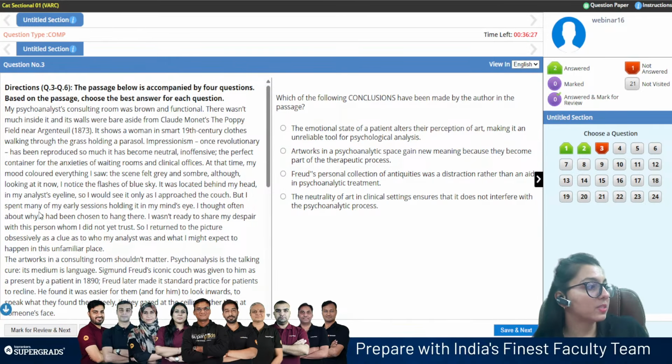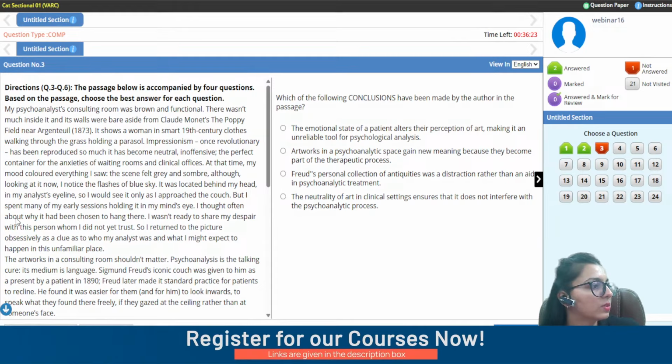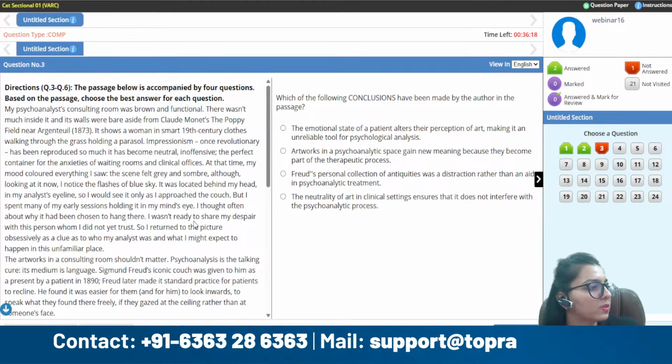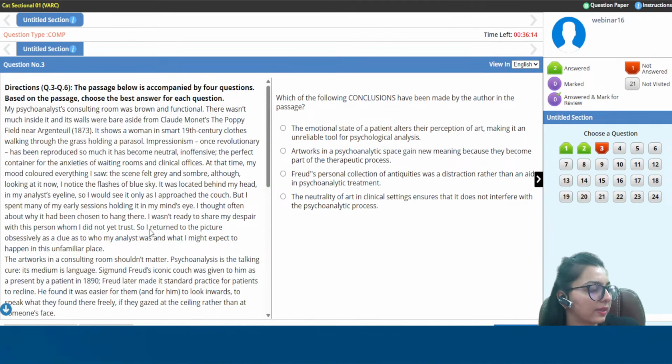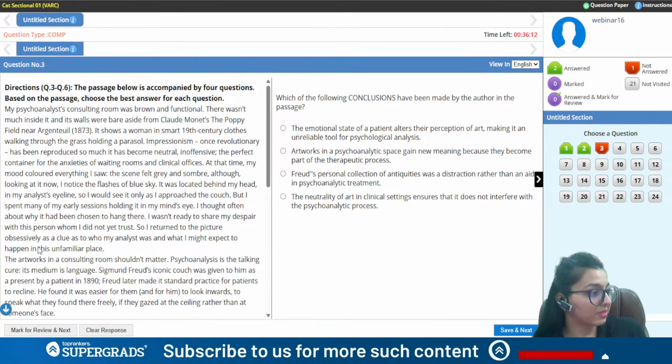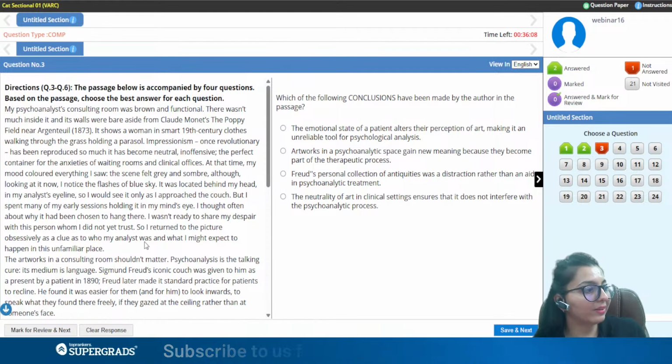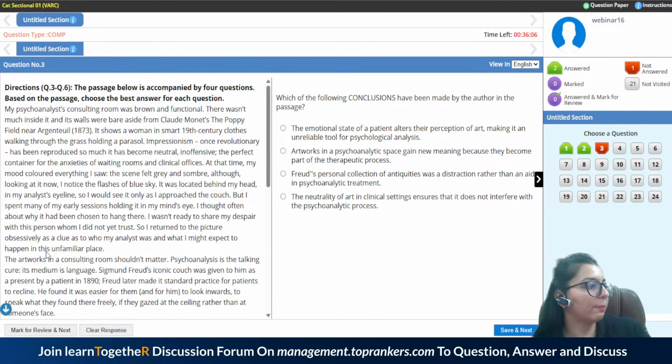Okay, but I spent many of my early sessions holding it in my mind's sight. I often thought about why it had been chosen to hang there. I wasn't ready to share my despair with this person whom I did not trust yet. So I returned to the picture obsessively as a clue to who my analyst was and what I might expect to happen in this unfamiliar place.